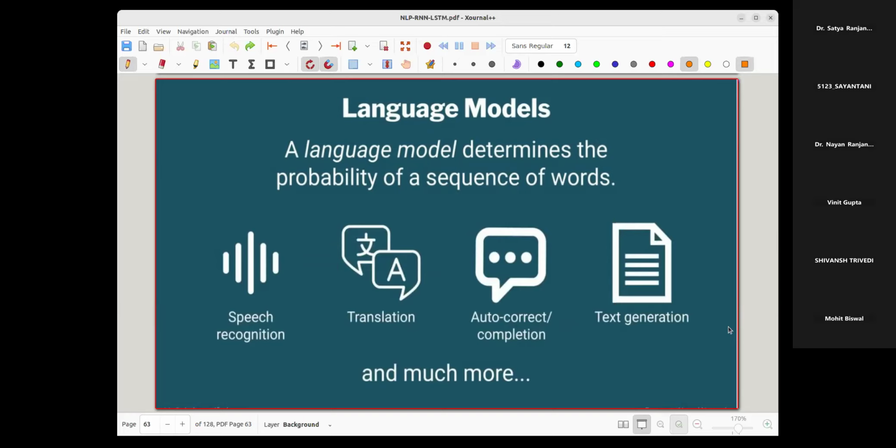But remember, a language model is nothing but finding the probable next word given some previous words. The language model can determine the probability of a sequence of words, which can be used in speech recognition, translation, autocorrect and completion, text generation, and in many more applications. Nowadays everybody is using these language models.